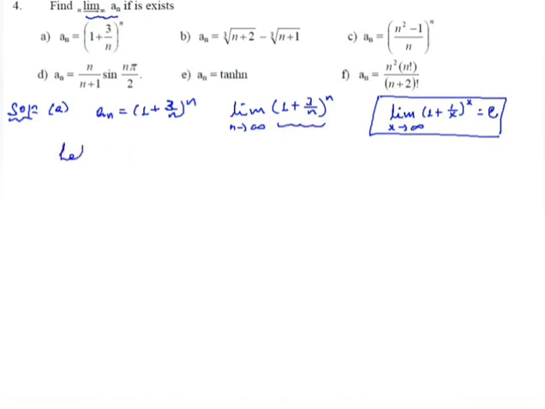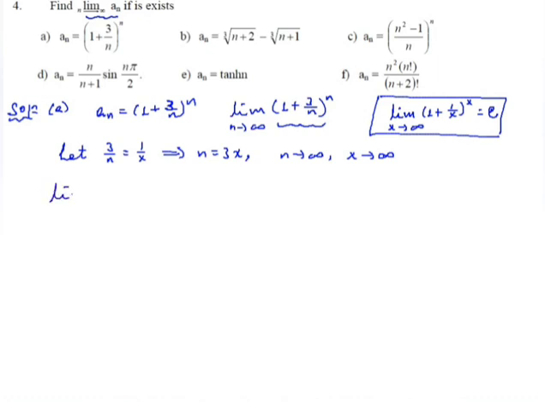So let 3 over n be some number 1 over x. This tells us n becomes 3 times x. Okay, so as n approaches infinity, obviously this x also will go to infinity.